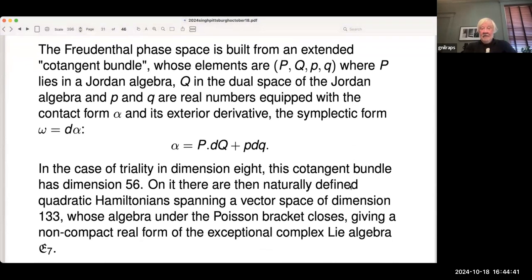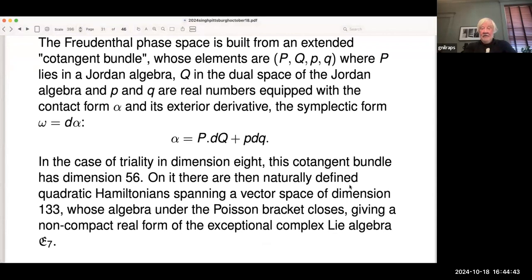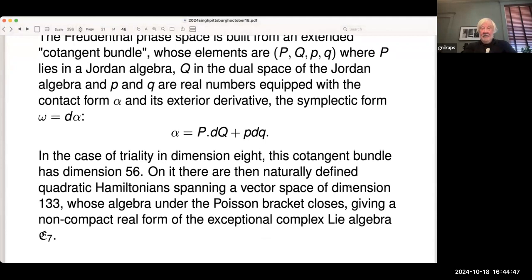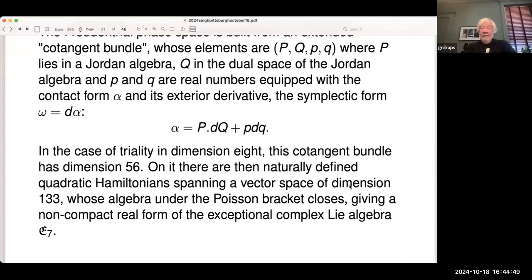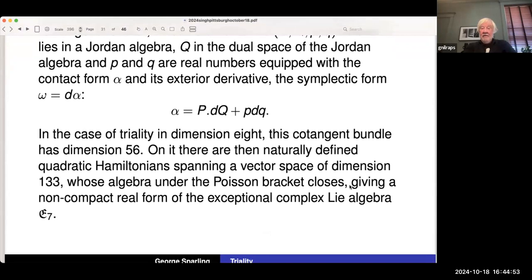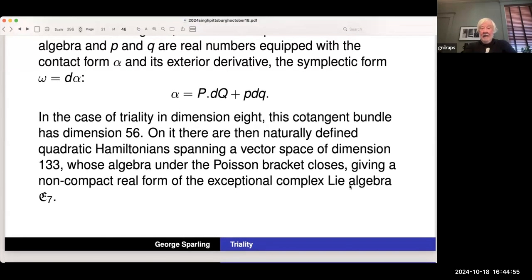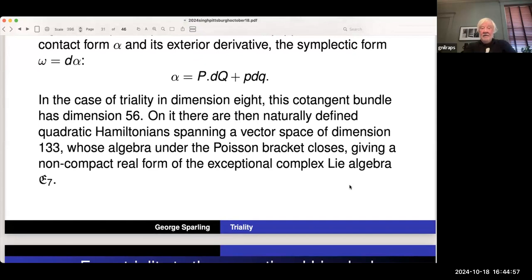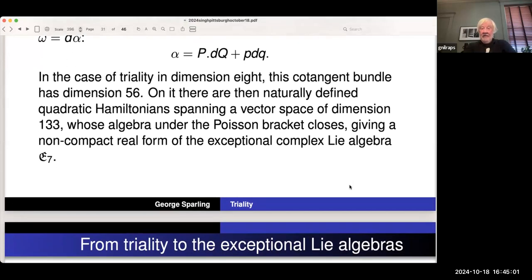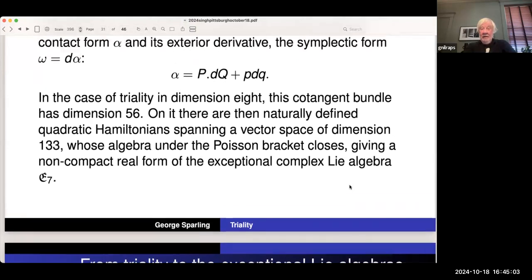And it turns out that on that space, you can define a Lie algebra consisting of quadratic Hamiltonians, and those Hamiltonians form a vector space of dimension 133, and they close under the Poisson bracket to give you the non-compact real form of the exceptional complex Lie algebra.